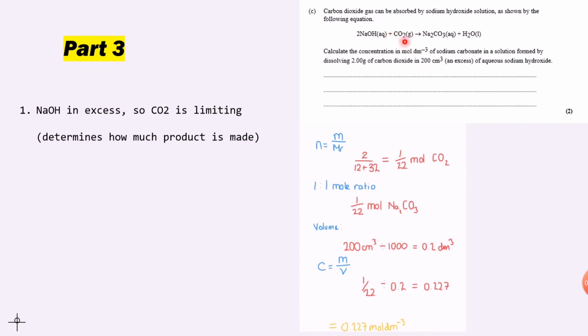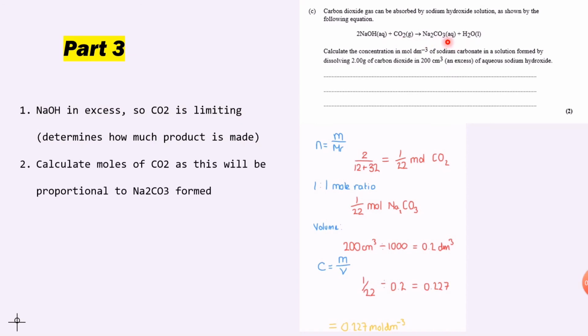So it's our carbon dioxide that determines how much of our sodium carbonate is formed. So this means that to find the correct molar ratios, to find our concentration of sodium carbonate, we must calculate the moles of CO2, not sodium hydroxide. So we calculate our moles of CO2 by our equation, moles equals mass over Mr as before. So we have our mass of 2 grams and we have our molecular mass of 12 plus 32 for our carbon and our 2 oxygens. And this gets us a mole value of 1 over 22.